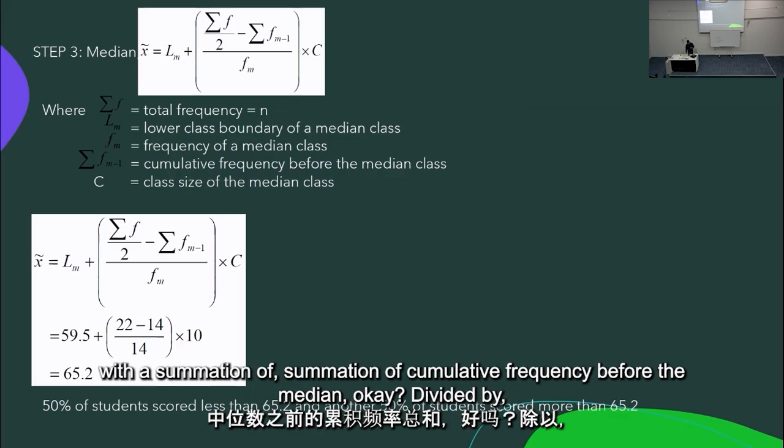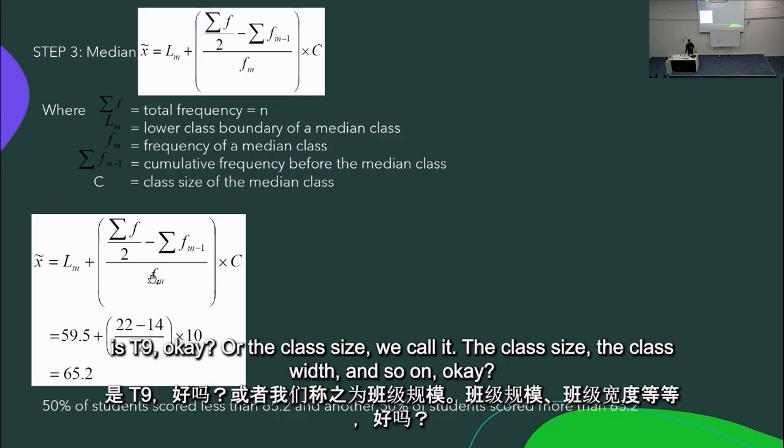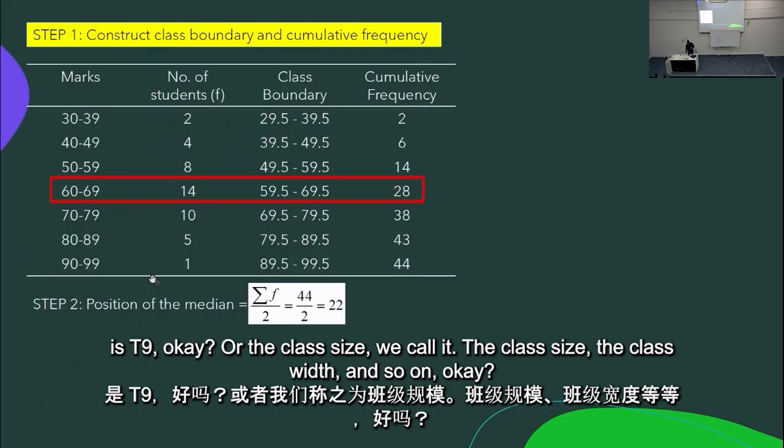Minus the summation of cumulative frequency before the median, divided by FM. What is FM? FM is equal to the frequency of the median class. Multiply by C. So, 60 until 69. Or the class size, we call it. The class size, the class width, and so on.